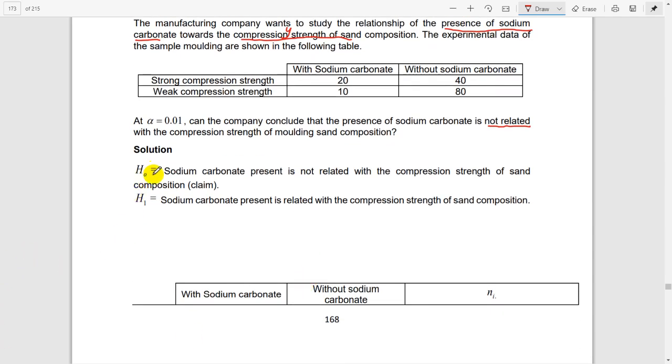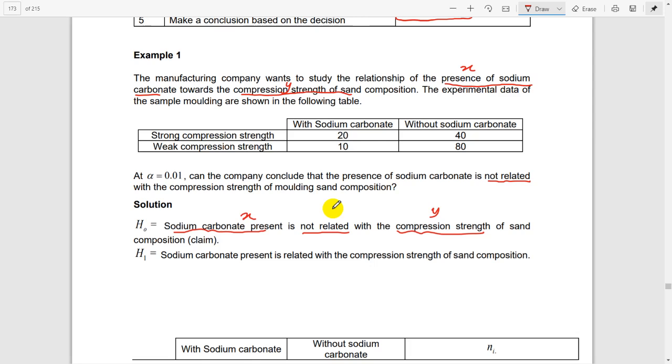So first, for the solution, we always have H0 and H1. H0: sodium carbonate presence is not related, X is not related with compression Y. And then H1 is as follows. The reason we put it here is that at alpha 0.01, the question is whether the company can conclude that the presence is not related. So the claim is not related, which goes in H0, the claim on top.